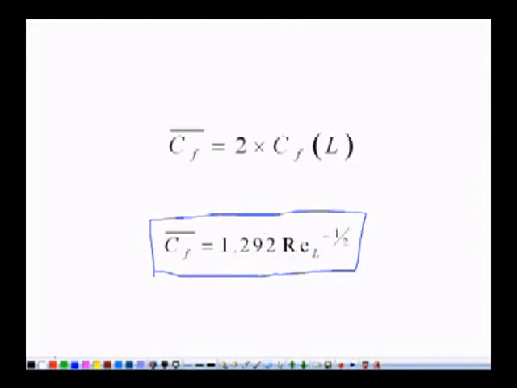So with the help of Re_L, which is equal to what? Re_L is equal to rho u infinity multiplied by L, where L is the length of the plate in the direction of the flow, divided by mu. Substitute here, multiply by this, and we will get Cf bar. Once we get Cf bar, we can get the drag. So in this manner, we can get the drag value.